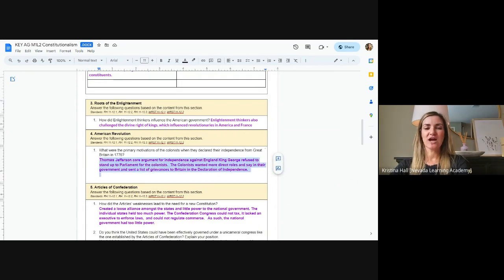I'll put this in the chat for you again. Thomas Jefferson's core argument for independence against England and King George was refusal to stand up for the colonists in Parliament. They wanted direct representation. They wanted say in taxes. They wanted fair trials. They didn't want to have to house and quarter soldiers, and their natural rights as British citizens in that parliamentary system were being denied to them, so they were like, this is a breakup letter. We're done with this.